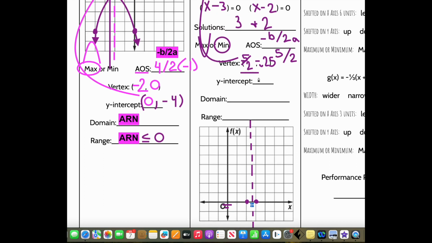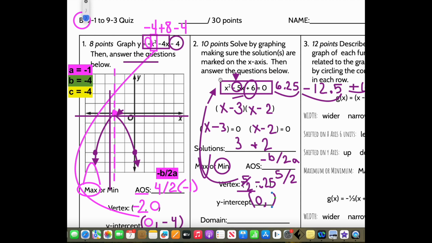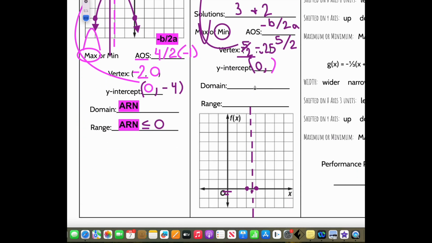The y-intercept can be found by plugging in 0 for x. And when you plug in 0 for x, we find out that the c value ends up being our y-intercept. So when we take 0 squared minus 5 times 0, we're left with 6 for our y-intercept. So when I plot 0, 6, 1, 2, 3, 4, 5, 6, I can then reflect that over the axis of symmetry and then draw my parabola here.